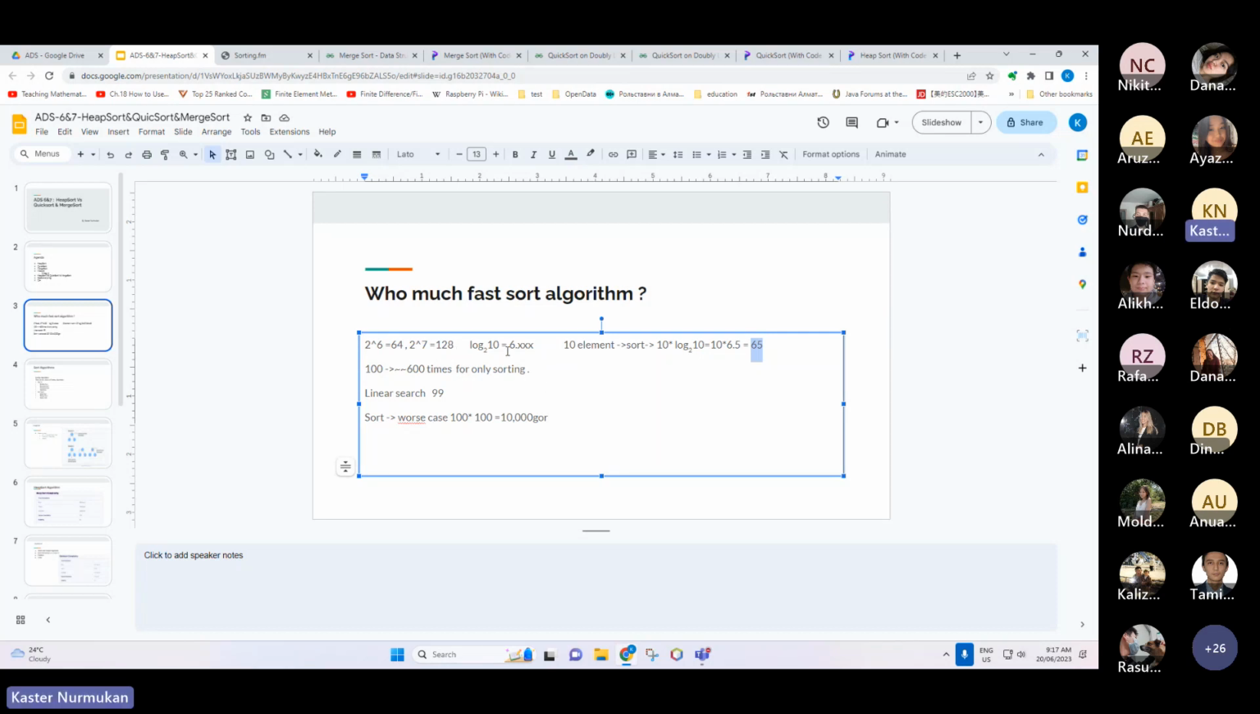So if I'm taking 100 elements, it should be more than 650 at least. I mean more than 650 times only for sorting, right? Only for sorting. We still haven't searched yet, right?